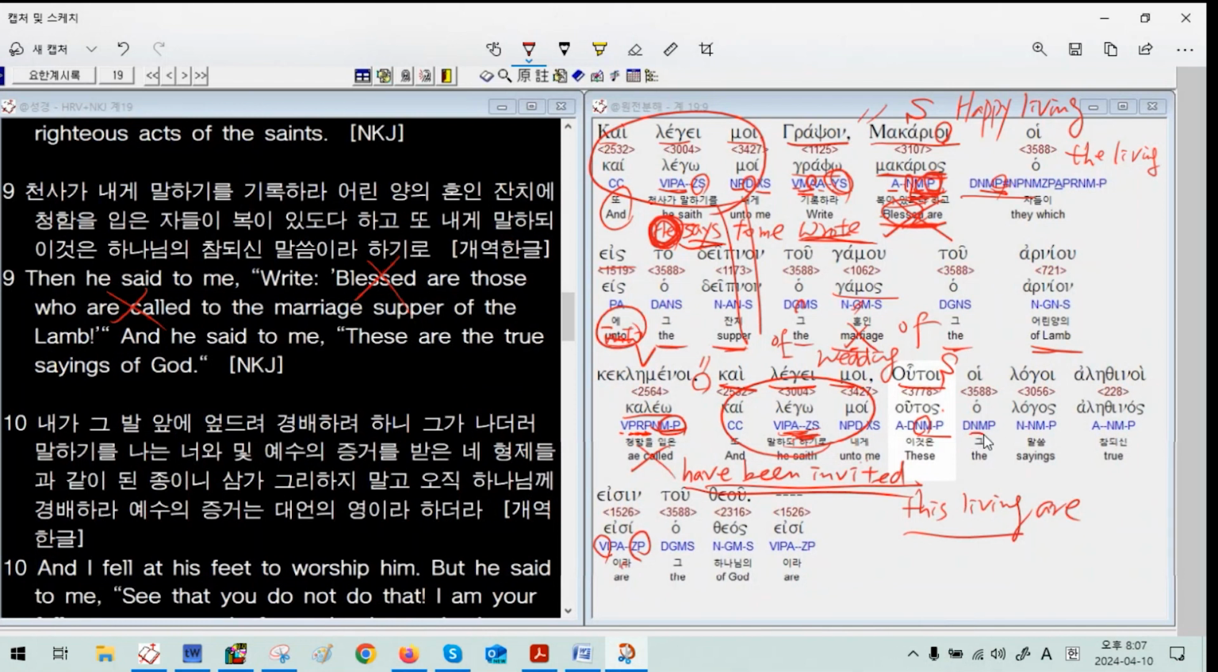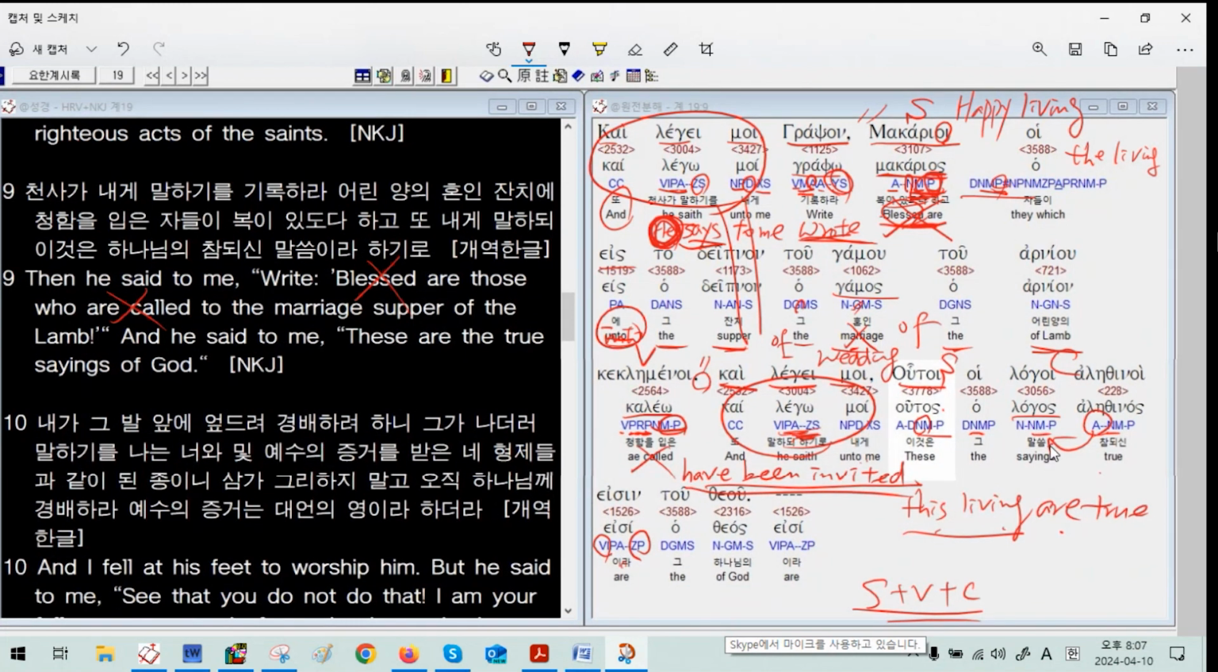And then nominative, nominative, nominative. So adjective modifies the noun. This is the complement. So this sentence is the subject, verb, complement. Type 2 sentence, isn't it? These living are true.